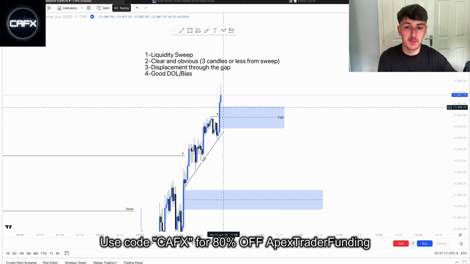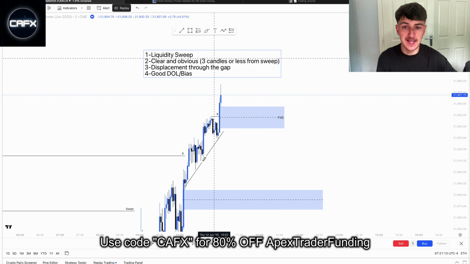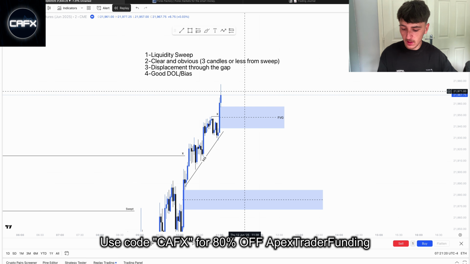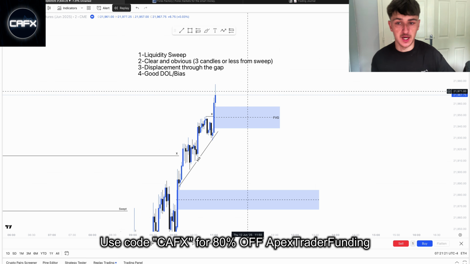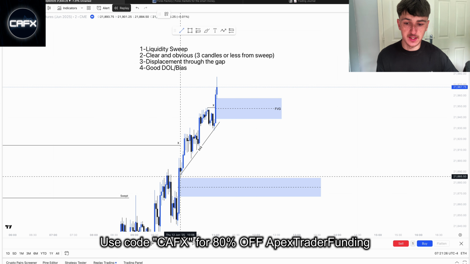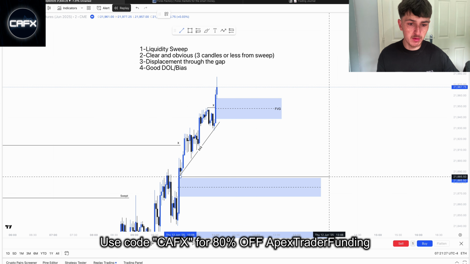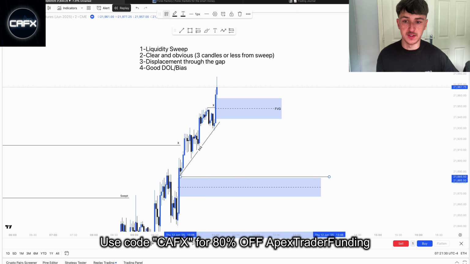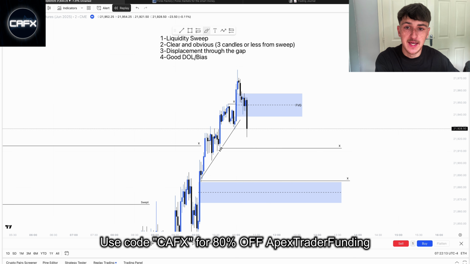Now this fair value gap is clear and obvious. It's also inside of the liquidity sweep, so it's 3 candles or less from the sweep. It's actually the exact candle. Now that you've identified your clear and obvious gap, all we need is a good draw on liquidity, which we've already established is this trend line liquidity. So our first target is going to be the bottom of this trend line liquidity, and that's where you can take your profits. And you'll see when I play price through, here we get that displacement.